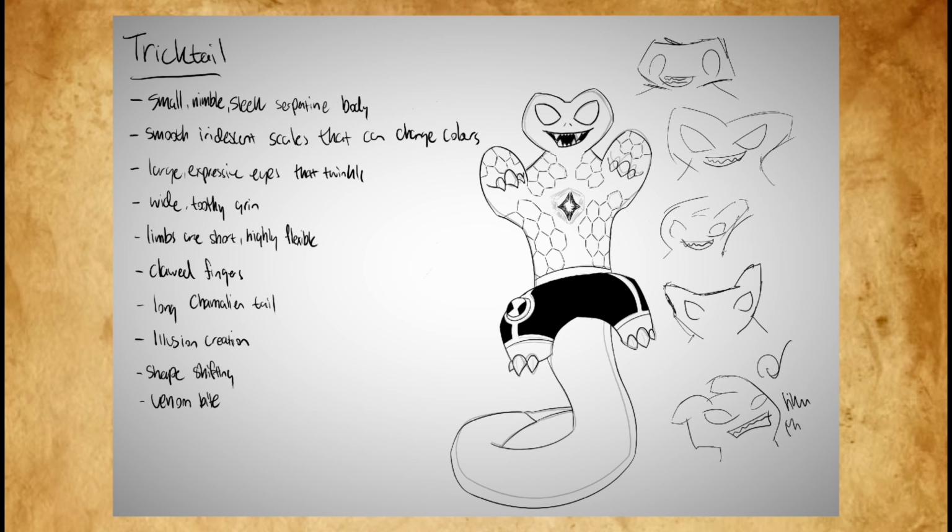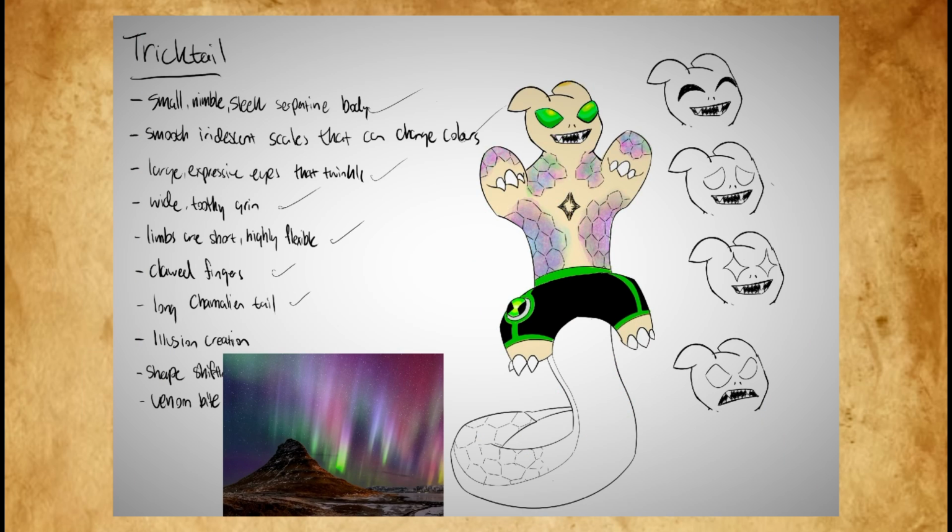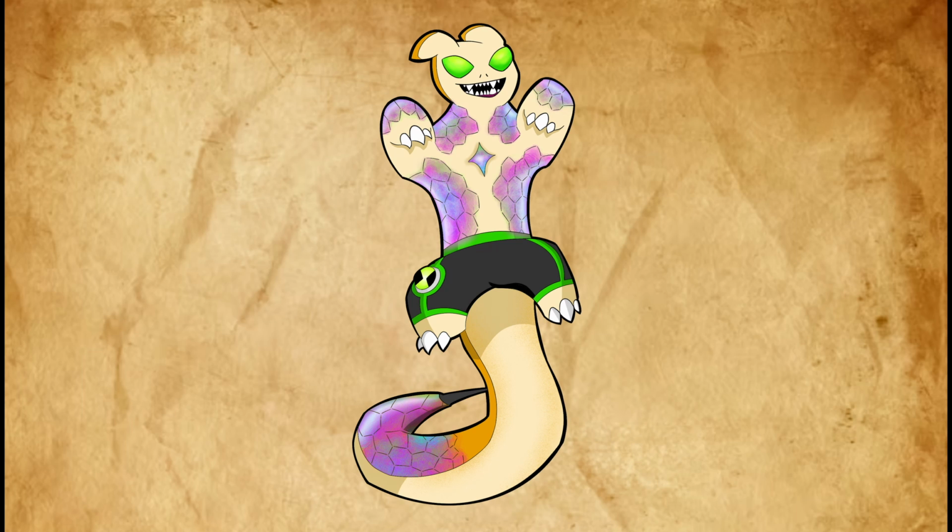And then as you see here, I drew some more heads, and I finally found the one that I wanted to go with. I drew some different expressions, which I think was fun, and I gave him sort of a desert color scheme with shiny looking Aurora Borealis scales, and this is the final design.